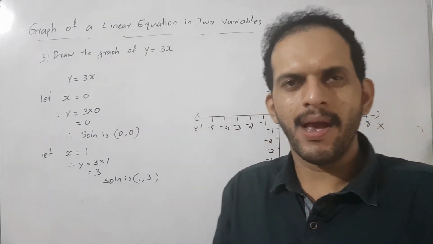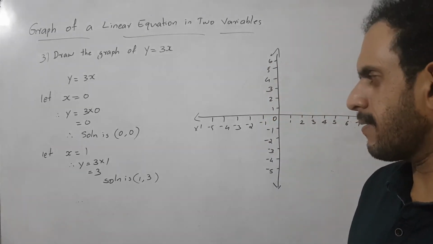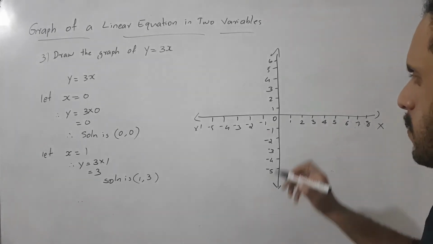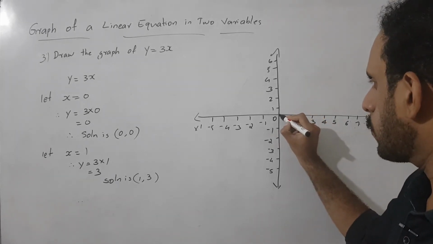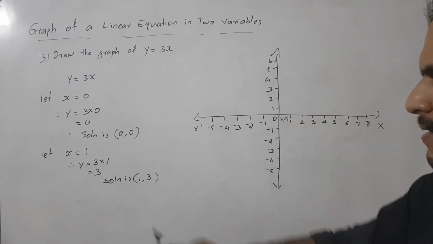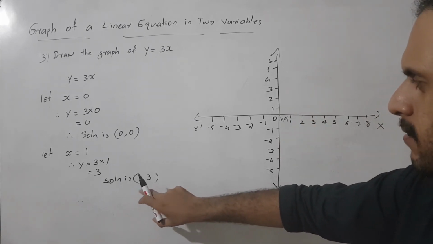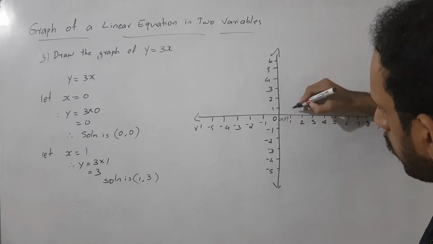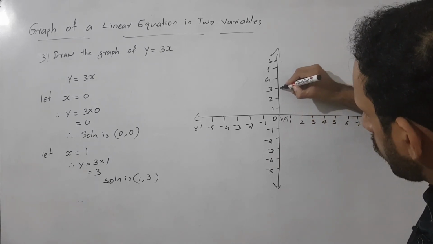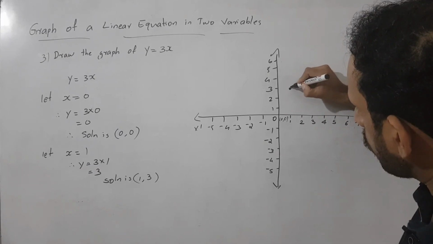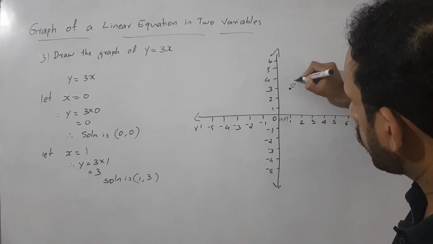After drawing the x and y axes in the Cartesian plane, next we mark the solutions. The first solution is 0, 0. 0, 0 means the coordinate of the origin. Then this is 0, 0. The second one is 1, 3. 1, 3 means x coordinate is 1, y coordinate is 3. Then the point is here, correct? So we know how to plot the point 1, 3.